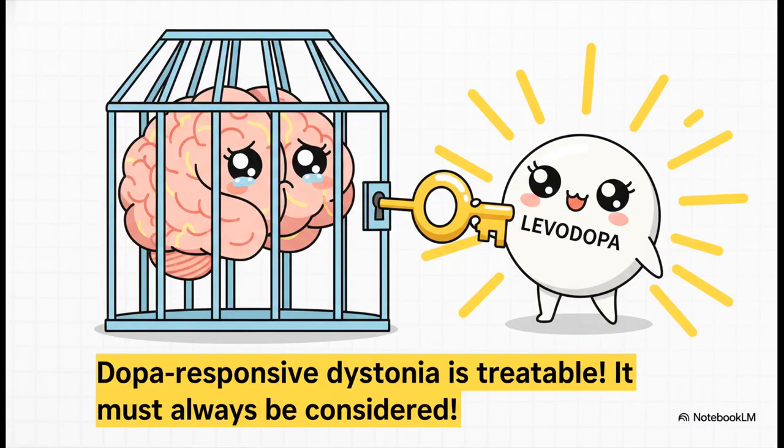And this is a non-negotiable high-yield point. For your exams, yes, but way more importantly, for your future patients. Because dopa-responsive dystonia is so incredibly treatable, you must give a trial of levodopa to any child who presents with an unexplained dystonia. You just have to. Missing this diagnosis is a huge deal.